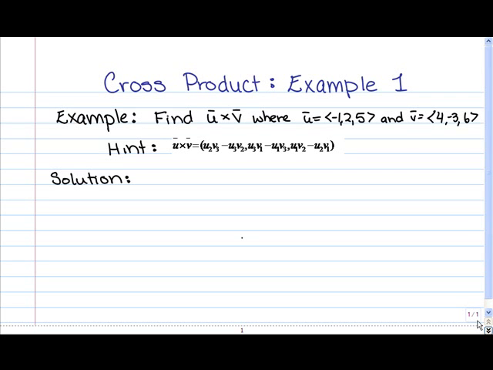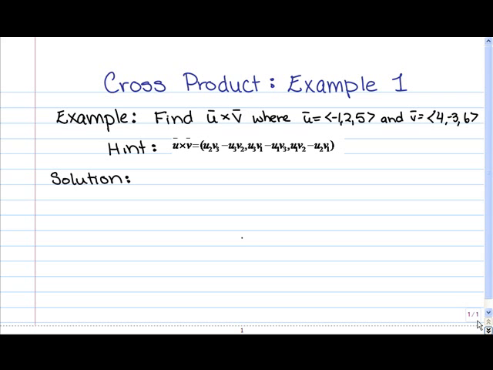In this video, we're going to have a look at an example of computing the cross product of two vectors. So here specifically, we're asked to find the cross product of the vectors u and v, where u is -1, 2, 5, and v is 4, -3, 6.